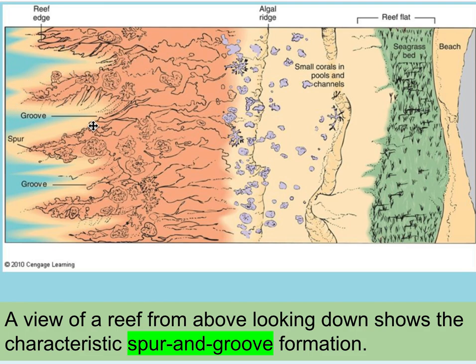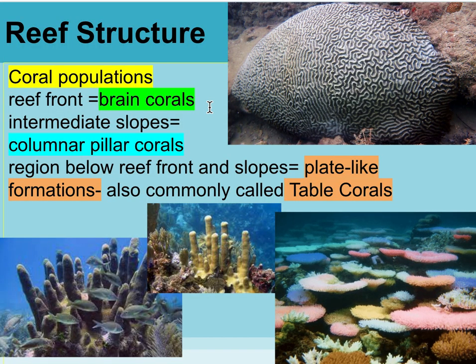And that kind of is in response to the wave action that's happening there. So if the waves break really hard here and then wash back out there, it means that more coral can grow in these in-between spaces where the waves are not hitting as hard. So that is called a spur and groove formation.